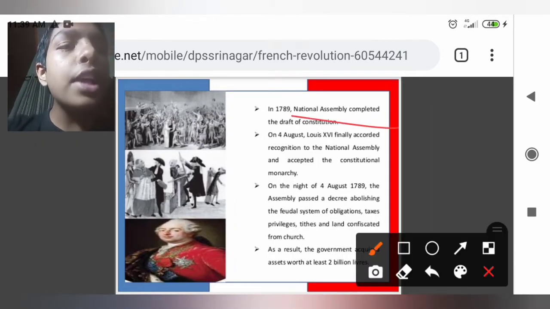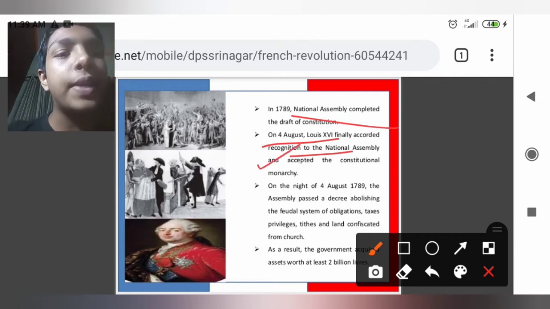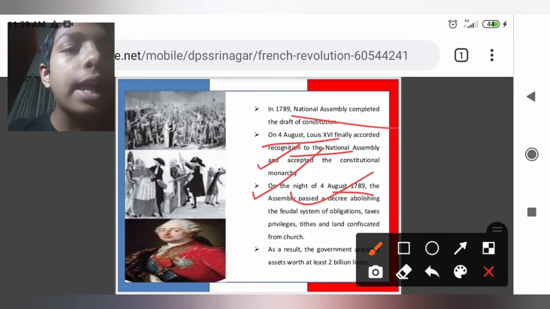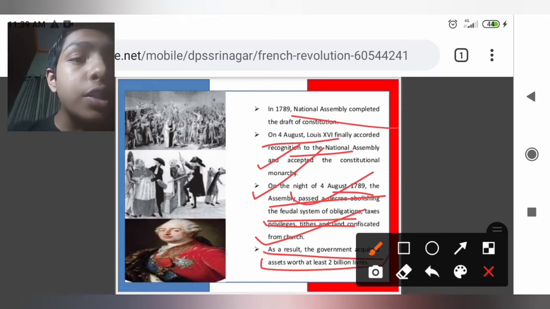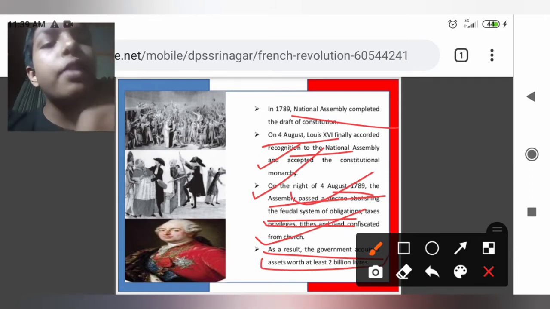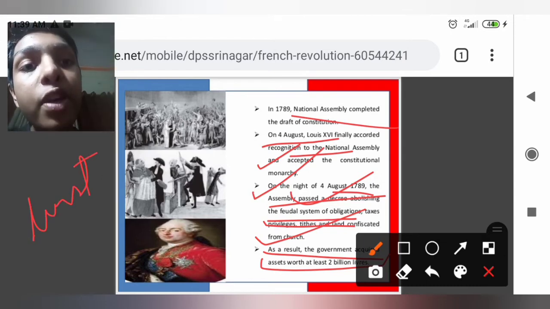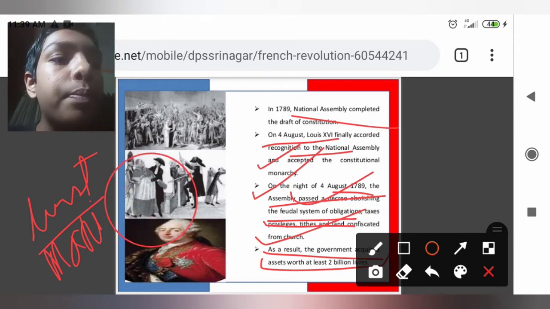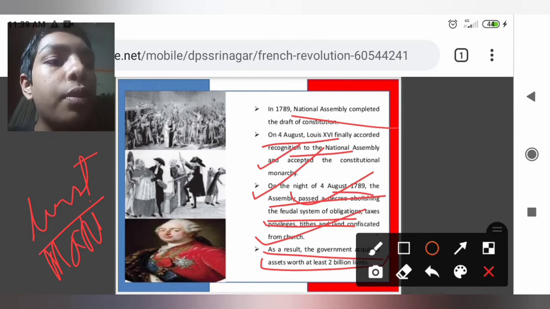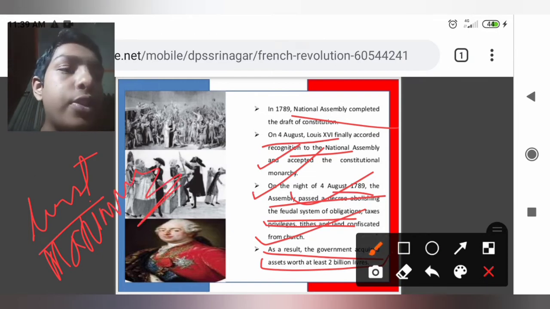So in 1789, the National Assembly completed the draft, and on 14 August, Louis XVI finally accorded recognition to the National Assembly and accepted the constitutional monarchy. On the night of 4th August 1789, the Assembly passed a decree abolishing the feudal system of obligations, taxes, privileges, tithes, and land confiscated from the church. As a result, the government acquired assets worth at least 2 billion livres. We are talking about at least, not about maximum. Remember this.